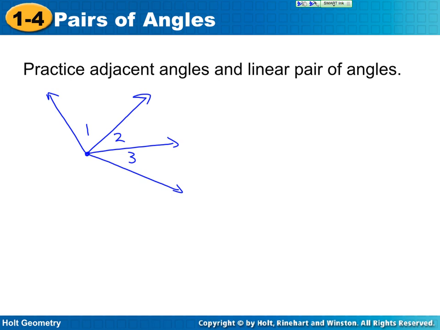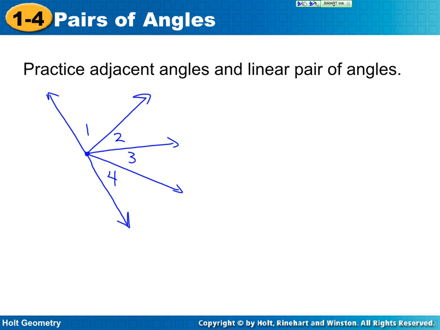Okay, let me add to the picture. I'm going this direction. There's angle 4. Is angle 4 adjacent to angle 2? No. Is angle 4 adjacent to angle 3? Yes, it is. Is angle 1 adjacent to angle 3? Okay, that sounds like we're getting that.